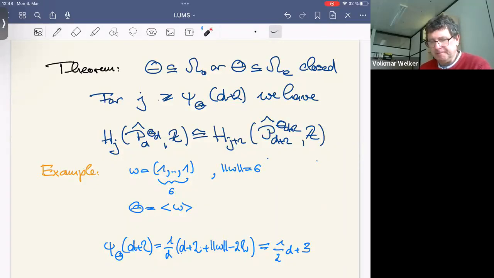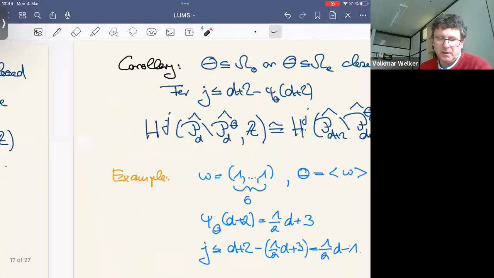your homology stabilizes. I've written this down here for a very simple case. Omega has 6 single real roots, and here you work this out, and the stabilization appears whenever j is larger or equal to 1/2 d plus 3. Okay, so this is one result we can obtain from our combinatorial description.